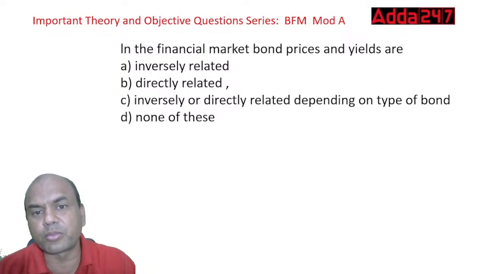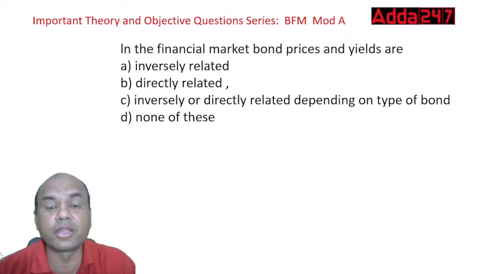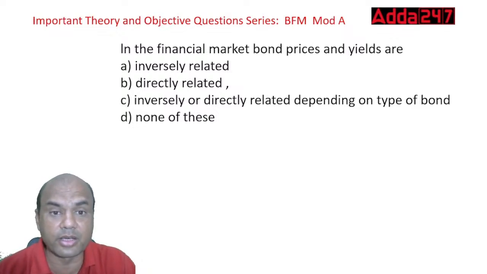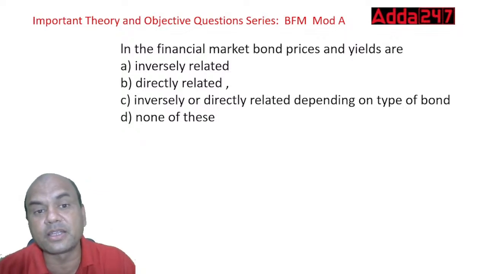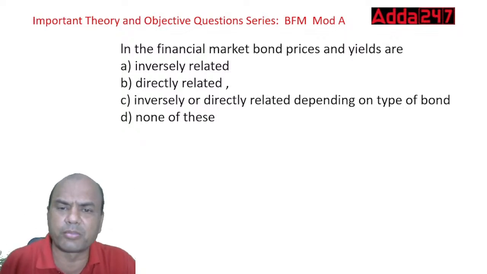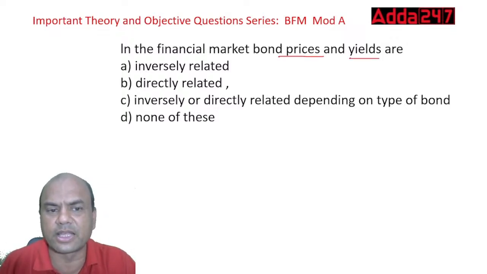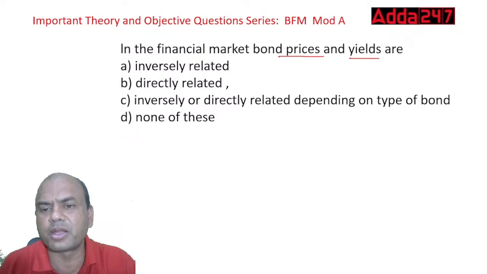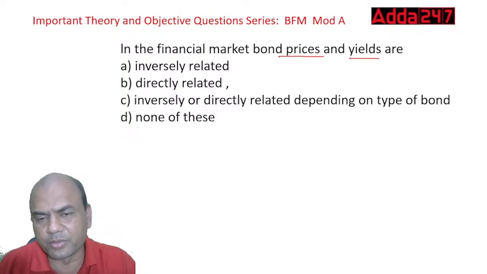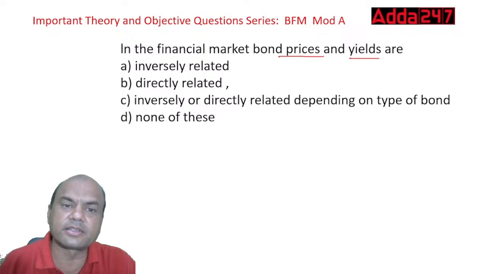In financial bond markets, in the financial market, bond prices and yields are, so this bond price and yields are what? Directly or inversely related? Inversely, directly, inversely or directly depending on the type of the bond, or none of the above. So the bond prices and yields are always, they are always.